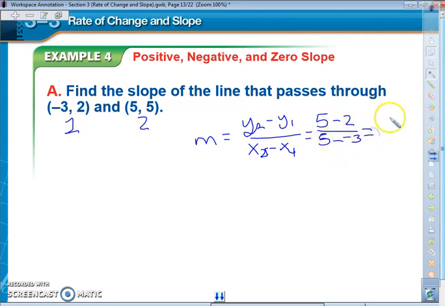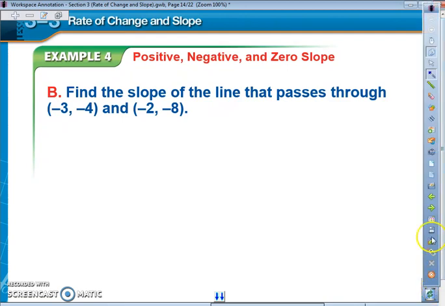So let's do this real quick. It looks like it's going to be 3 on the top and an 8 on the bottom. Okay, 3 on the top and 8 on the bottom. So my slope equals 3/8 right there.